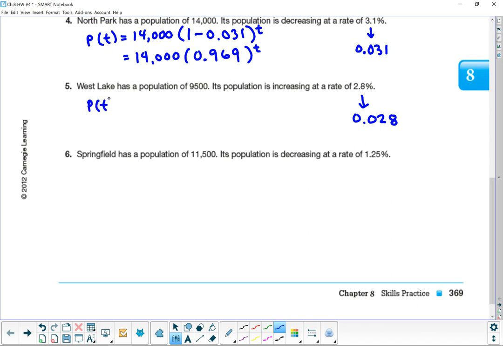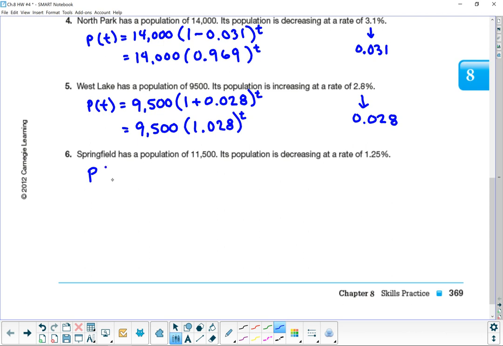So we're going to go P of t equals 9,500 parentheses, 1 plus 0.028. Just like the other ones that we're doing, except we're adding because it's increasing. And then we're going to go ahead and combine that. So 9,500, and then that's going to combine to make 1.028. And since this is bigger than 1, this population is increasing.